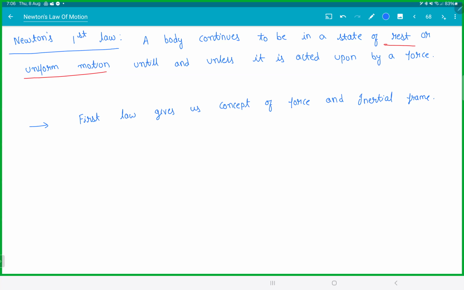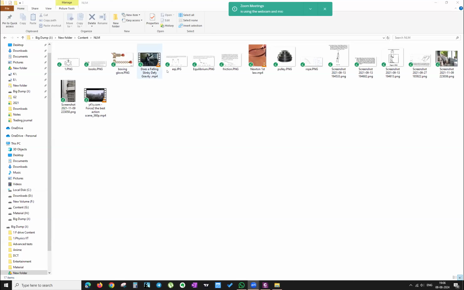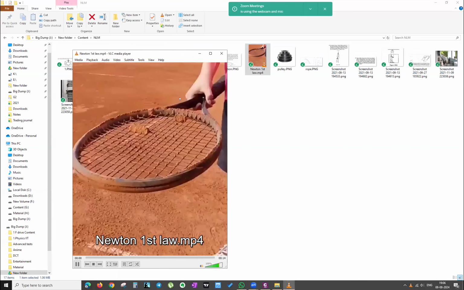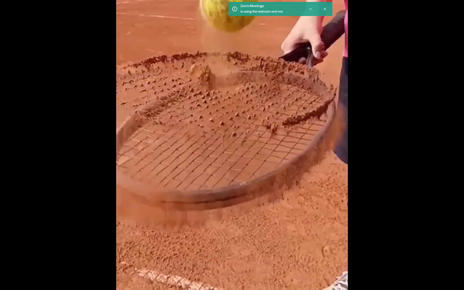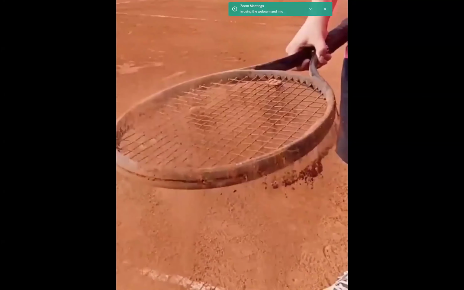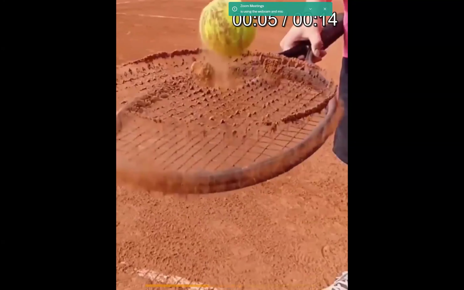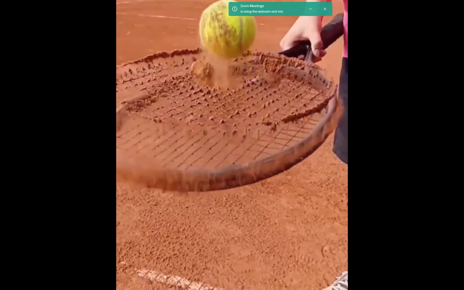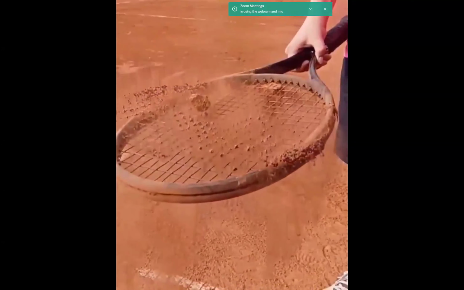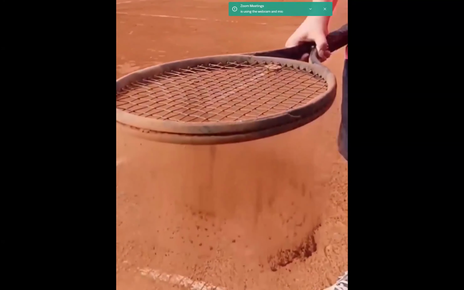If you see a practical application of this, look at this. That's a tennis racket with a lot of dust. Did you see how it got separated? When the ball hits the tennis racket, you're applying force on the racket, but not on the sand which is on it. So when this hits, the sand still stays there. Then because of gravity, it falls. But at that instant, they both behave like two independent systems.